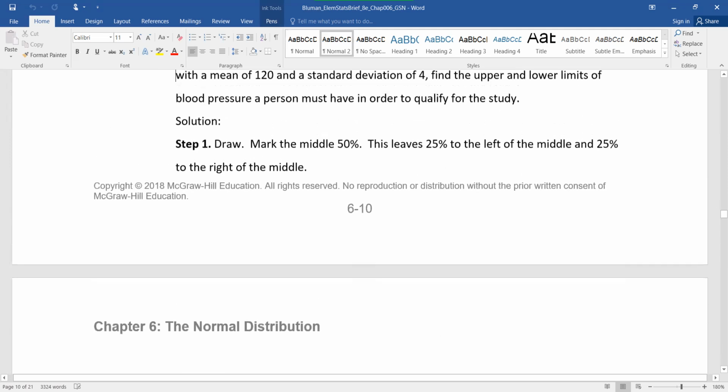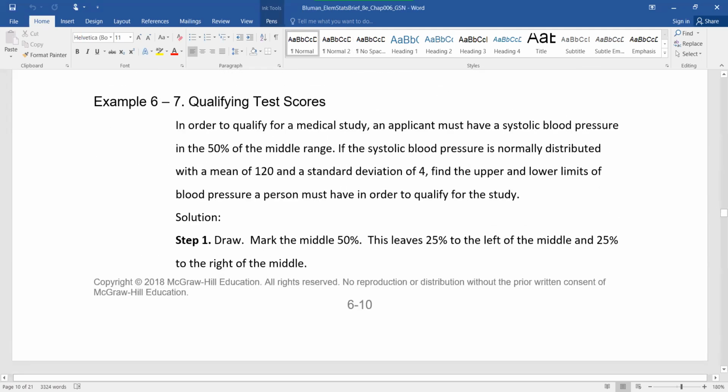All right, so this one is qualifying test score. In order to qualify for a medical study, an applicant must have a systolic blood pressure in the 50% of the middle range. If the systolic blood pressure is normally distributed with a mean of 120 and a standard deviation of 4, find the upper and lower limits of the blood pressure a person must have in order to qualify for this study. So what's it say? In order, the applicant must have in the 50% of the middle range.